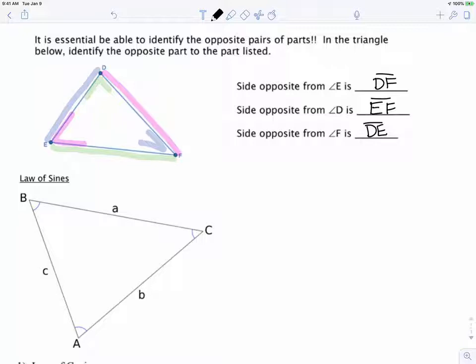But the essential piece of information that you need to pull from a picture today is opposite pairs of parts. When I talk about an opposite pair of parts, it's just like what we just did: an angle and the side opposite from it. We need to be able to identify those pairs because that tells you which of the two formulas to use. If you have a complete opposite pair, you use law of sines. If you don't have a complete opposite pair to work with, then that's when you use law of cosines. And that's the only way you can really determine which one to use.